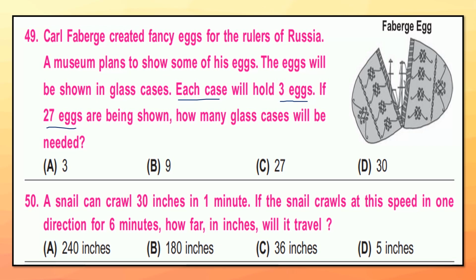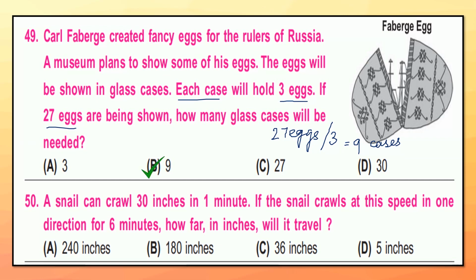In the question, it says each case holds 3 eggs and there are a total of 27 eggs. 27 eggs divided by 3 will give us 9. So therefore 9 glass cases will be required to show all the 27 eggs. So the correct answer is option B, 9.